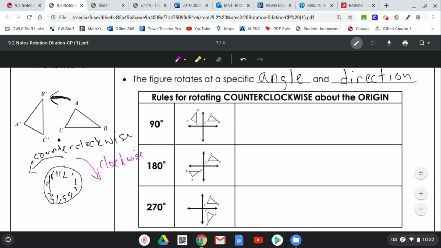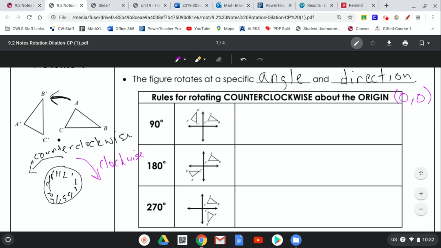The origin. So we're rotating counterclockwise about the origin. The origin is just the point on the graph at 0, 0. Okay, just a reminder about that. So if we're rotating 90 degrees, think about a right angle. Okay, so we're rotating 90 degrees.